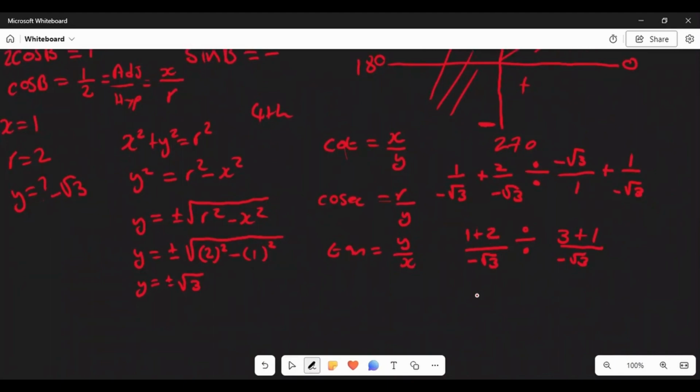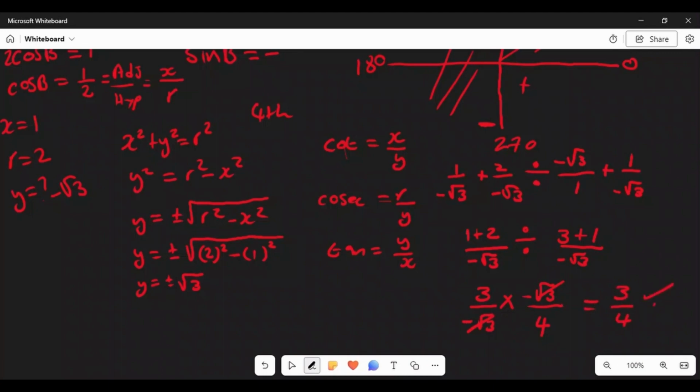So when you continue on this side, it's going to be 3 over negative root 3. Remember, when you change this into multiplication, they swap, guys, right? So the numerator becomes a denominator. So the numerator, which is our negative root 3, divided by 3 plus 1, is going to be 4. Since these are the same, negative root 3 and negative root 3, they divide each other. So our final answer here is going to be 3 over 4.